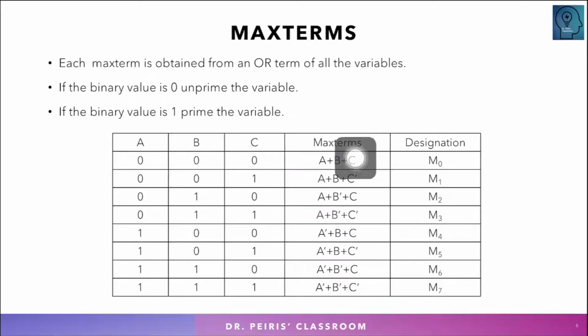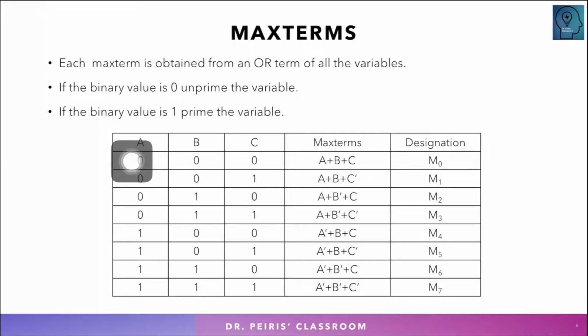So this is how we write the maxterms. If the binary value is 0, we don't prime the variable. If the binary value is 1, we prime the variable. So this is basically the opposite of the minterms. You do the opposite. If the binary value is 0, unprime the variable. If the binary value is 1, prime the variable. And instead of the AND, we use the OR to obtain the maxterms.